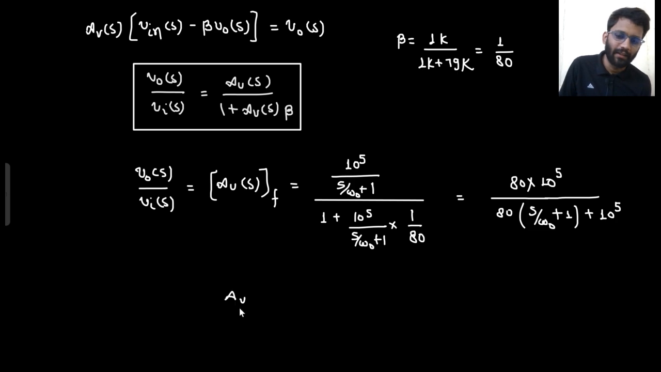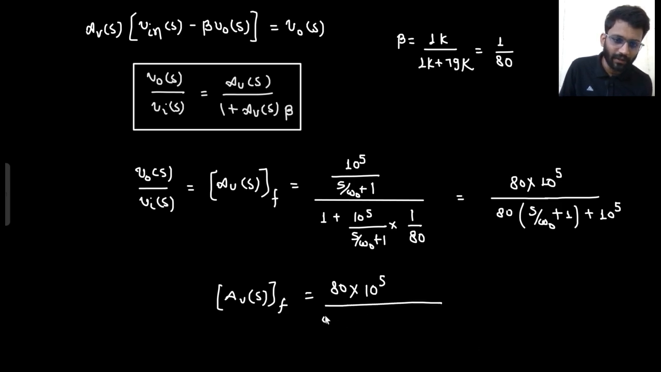Here I am writing A_VS with feedback. The response is 80 into 10 to the power 5 whole divided by 80 into... Let's just write it in terms of frequency. So here I am writing A_V of j omega. In terms of frequency, I am writing j omega upon omega naught plus 1 plus 10 to the power 5.